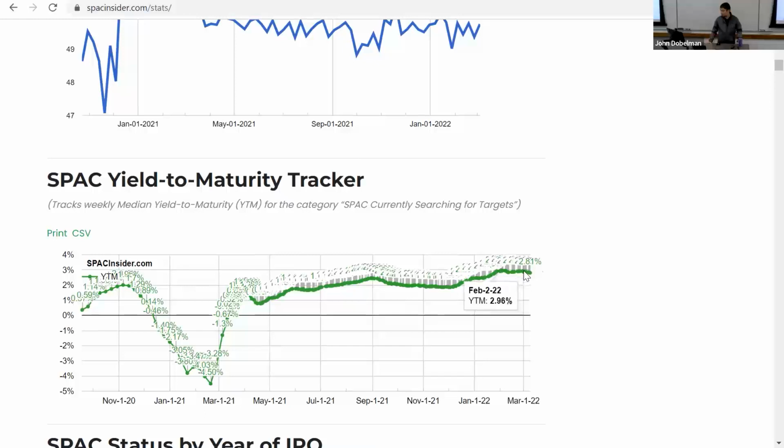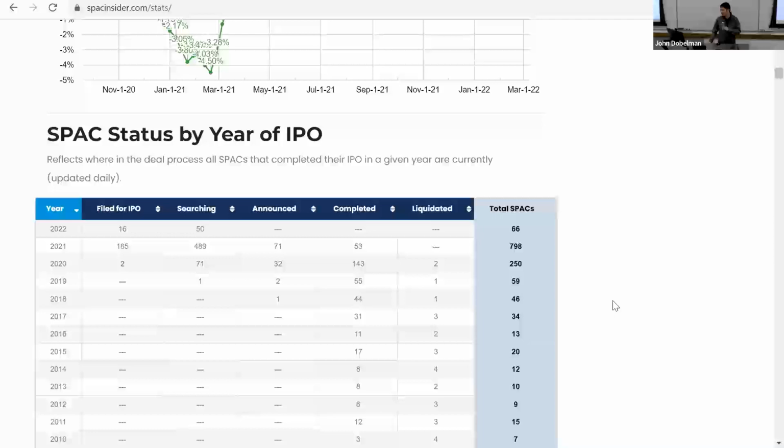So it's better than bonds, right, John? And you can always exit. That's the beauty of that. And we can look at some other numbers.